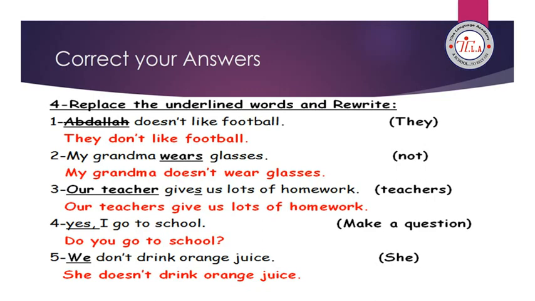Number 5. We don't drink orange juice. Replace we with she. I start with she. She from the weak. Can I say she don't? No, she doesn't. She doesn't drink orange juice. That's it. If you finish it correctly, draw a star for yourself.